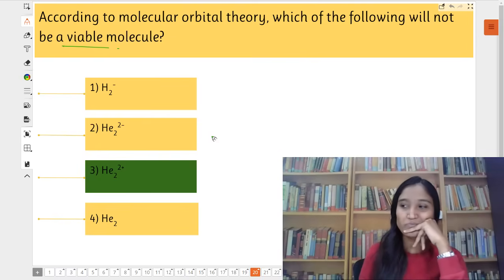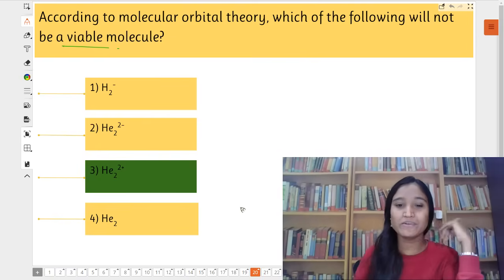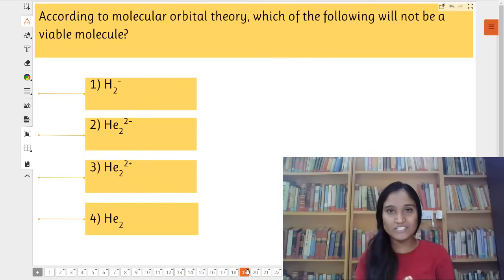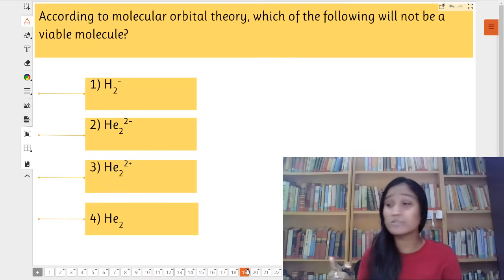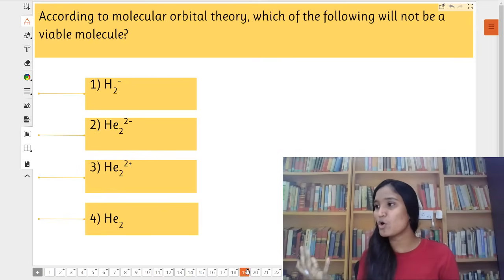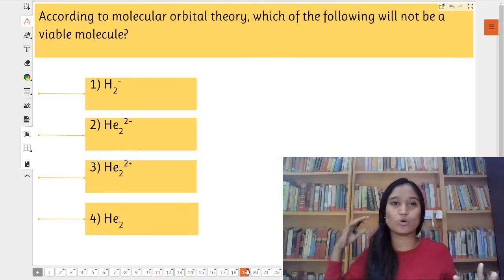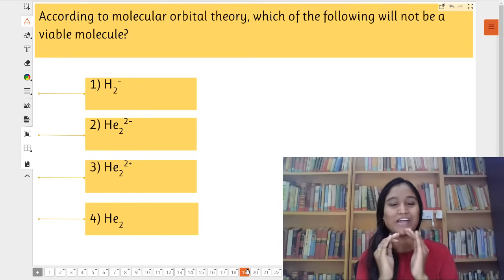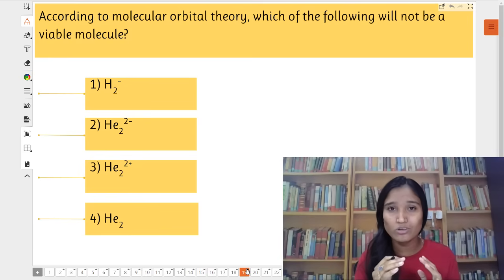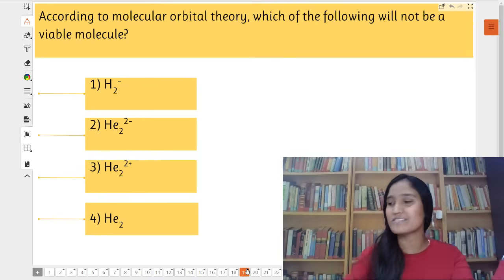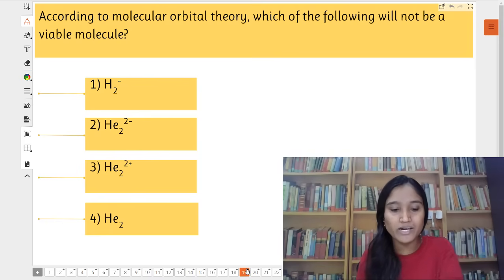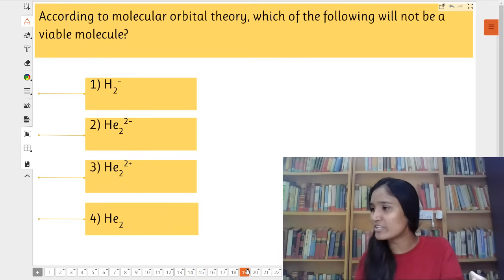You get to know when you calculate the bond order, isn't it? So first thing, you have got to calculate the bond order, and after calculating, when does the molecule not exist, or when is a molecule viable? When the bond order is 0. What does it mean if I say bond order is 0? What is the reason behind a molecule not existing when bond order is 0? Anyone in the class?